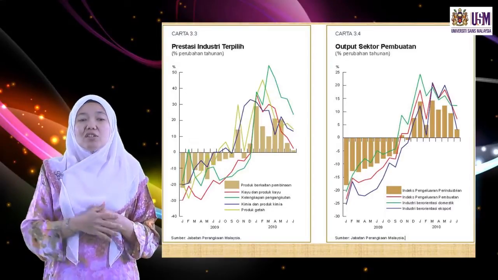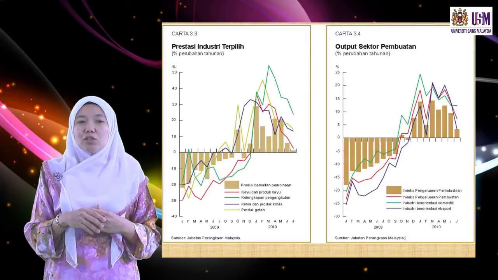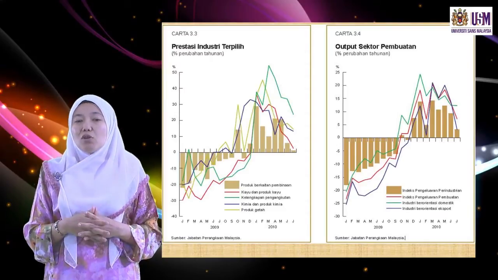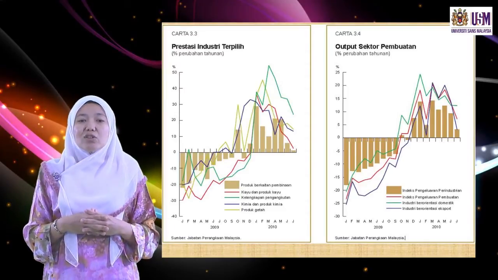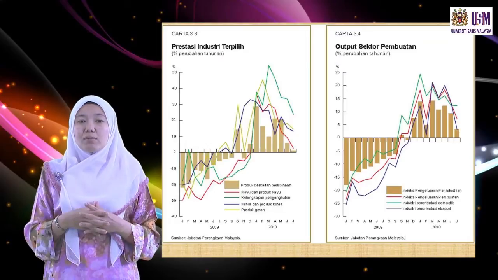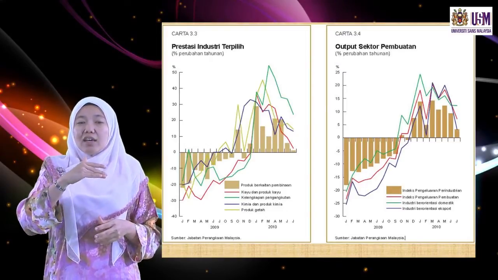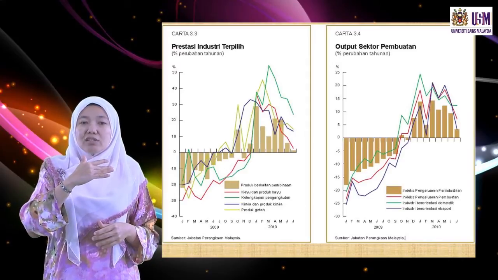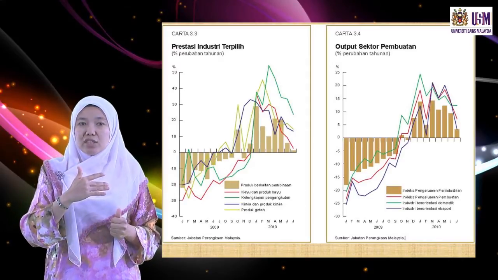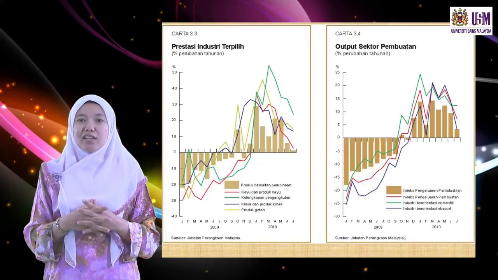So we want to see the growth rates. We have a negative growth rate for 2009, and then mostly positive in 2010. So it shows the time series for all these different sub-industries in the manufacturing sector.